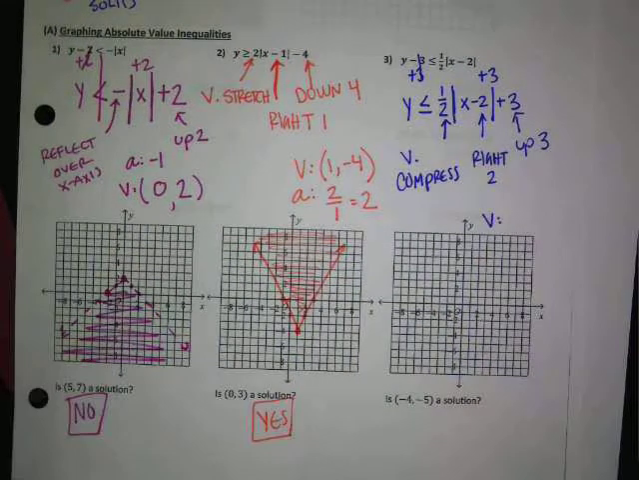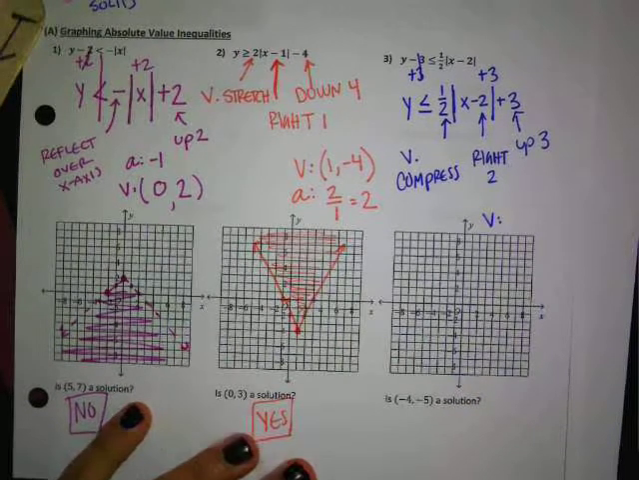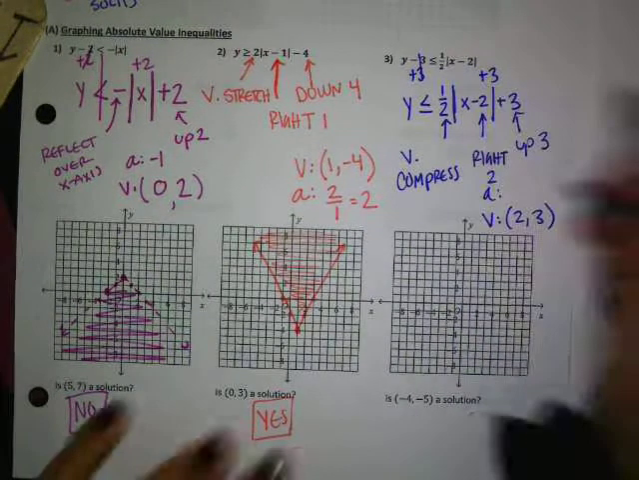All right, so let's see. Someone's gonna tell me my vertex. Look, I was even looking over here. Tell me what the vertex is. The vertex is 2, 3. Very good.